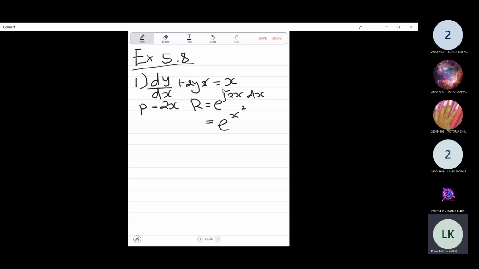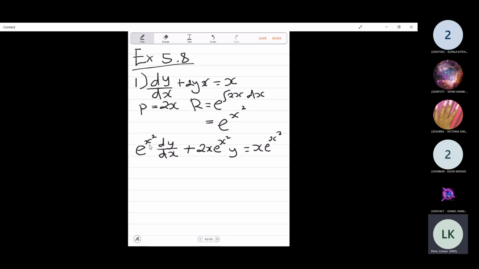Okay, then multiply everything by e to the power of x squared. We get e to the power of x squared dy dx plus 2x e to the power of x squared times y is equal to x e to the power of x squared.